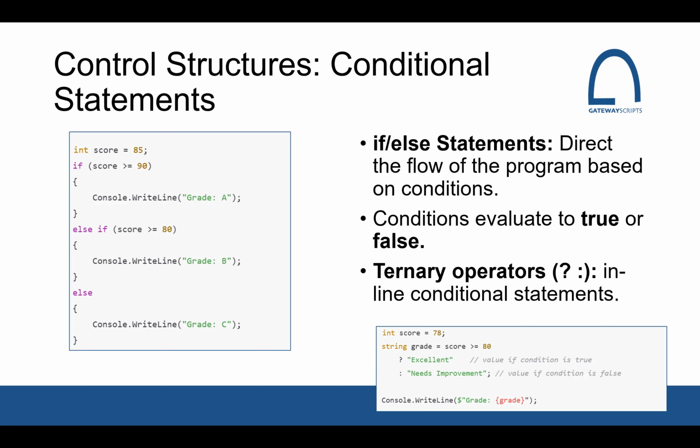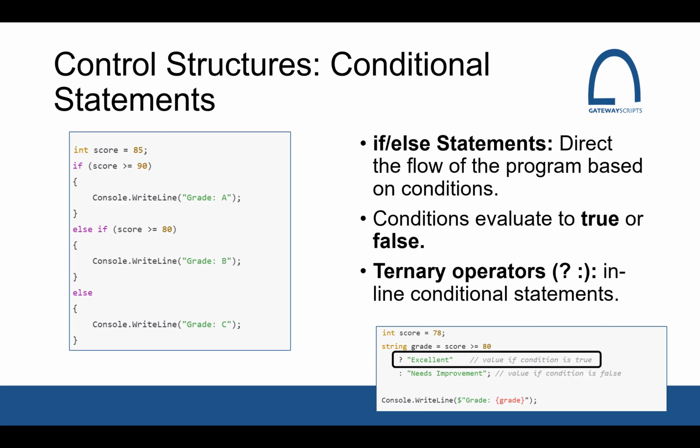There's another special type of conditional statement called a ternary operator. If your condition is such that the true statement will return some value and the false statement will return a different value, you can use this operator. In the example at the bottom, we have an integer variable of a score that's equal to 78. Here, we're trying to determine the grade based on that score. And the condition we're using is if the score is greater than or equal to 80.